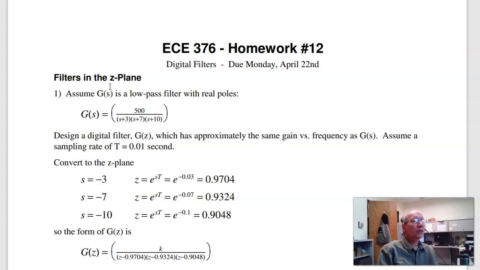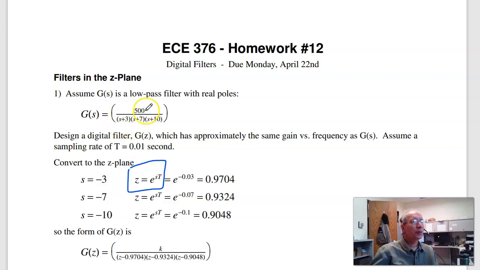One approach is to take a filter in the S-plane and convert it to the Z-plane. That's my personal preference because I'm kind of familiar with the S-plane. Z-plane I still think is kind of weird. One way to do it: the conversion from the S-plane to the Z-plane is z is e to the sT.